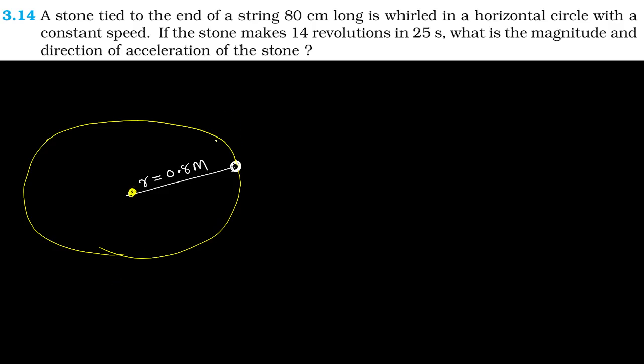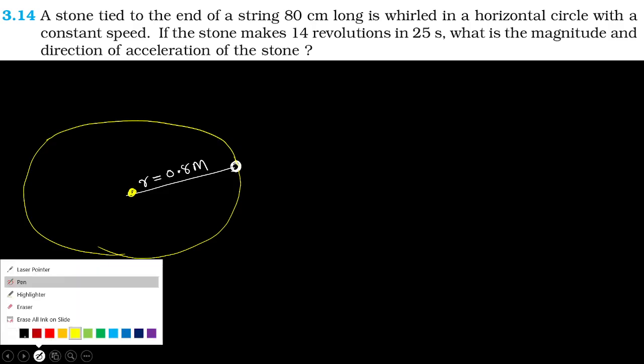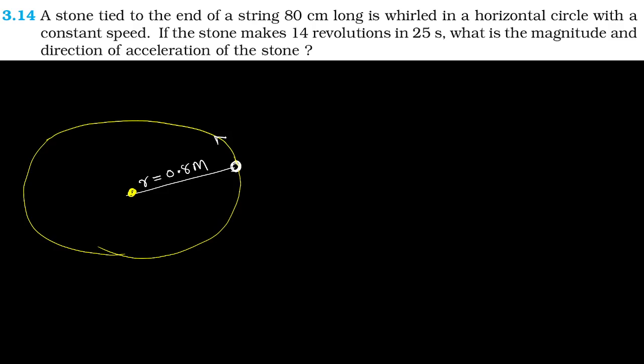The stone is moving along a circle with a fixed speed, a constant speed. The speed is denoted by V, the linear speed. It is fixed, but the speed is not given. Instead, they say that the stone makes 14 revolutions in 25 seconds.